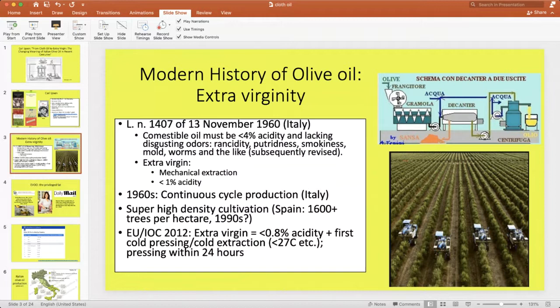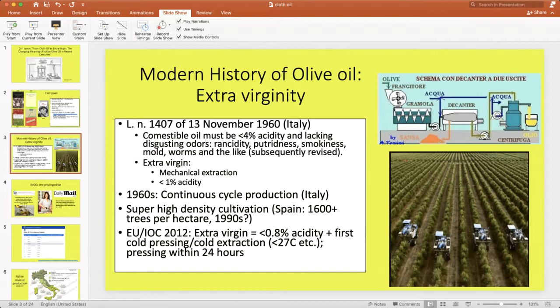The third element in the modern history of olive oil, I'd say, is the development of super high density cultivation. And I should say, this is the history I'm not really going to talk about today. This is the chapter I haven't written yet, and I'll be working on it. I'm about to start a sabbatical. I'll be in Italy, as I mentioned, and this is my plan, is to work some more on this period.